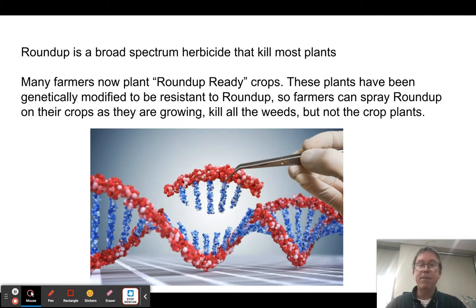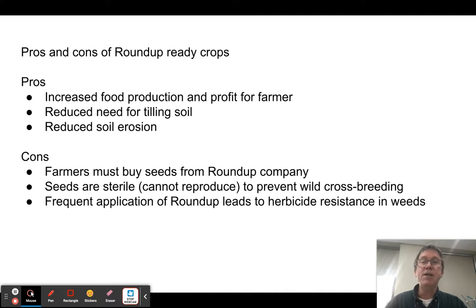You spray Roundup, you kill the weeds, but you don't kill your Roundup Ready plants. That's the idea behind it. And I mean, it is like taking off. People all over the world are using this because it is super effective at allowing you to grow plants that are free of weeds. Now let's just talk about the pros and cons.